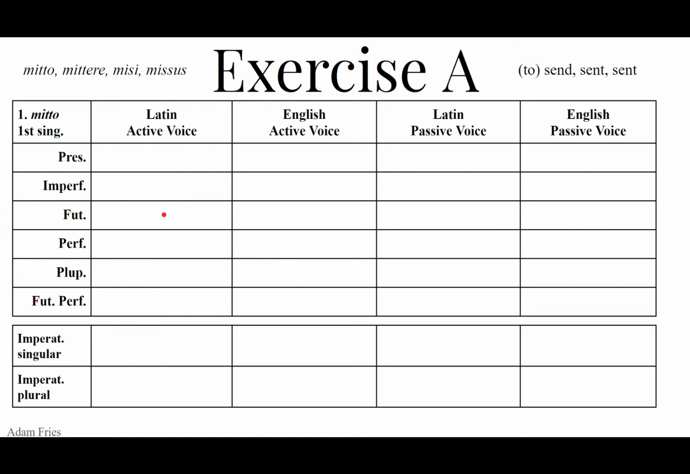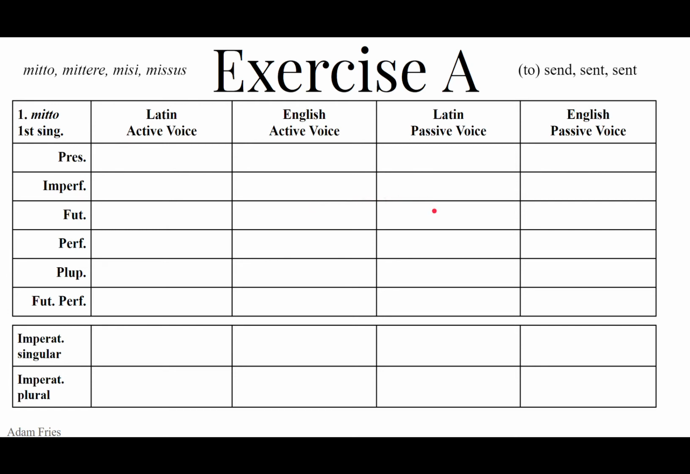The future active. This is a third conjugation, so I better not see any bo, bis, bit endings. The third conjugation uses am, es, et, emus, etis, ent. So I should see mittam. I will send, I shall send.